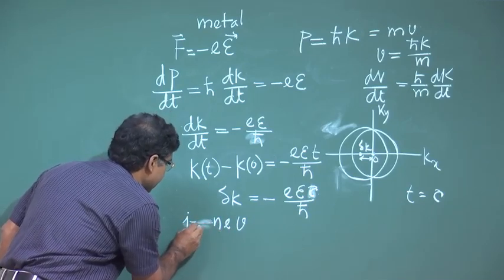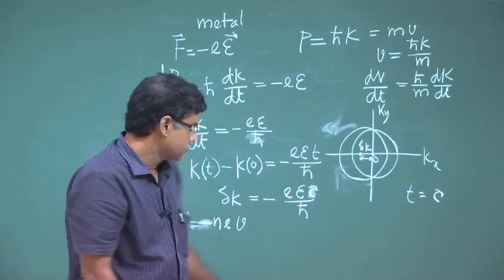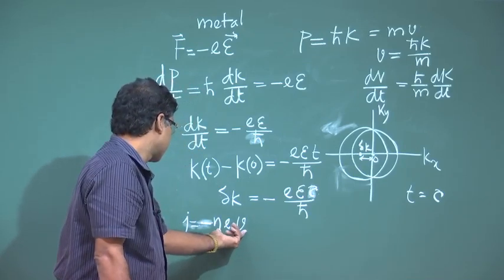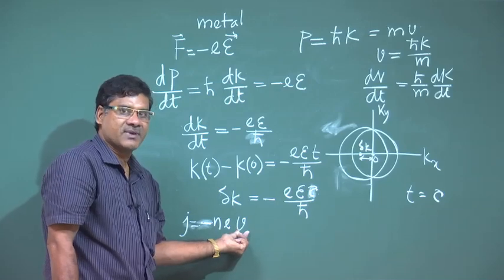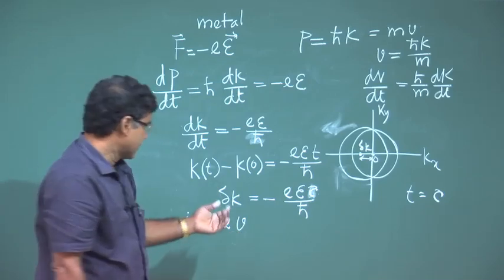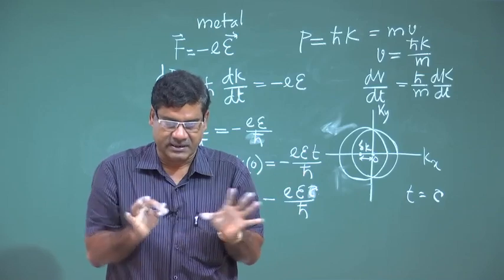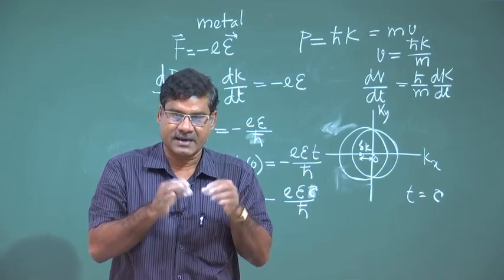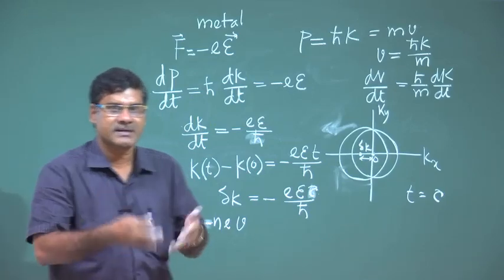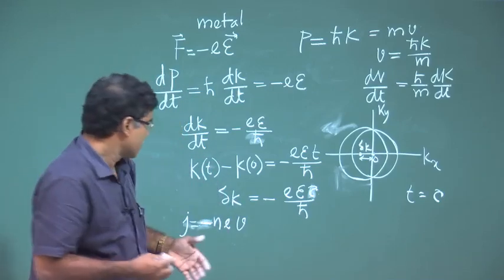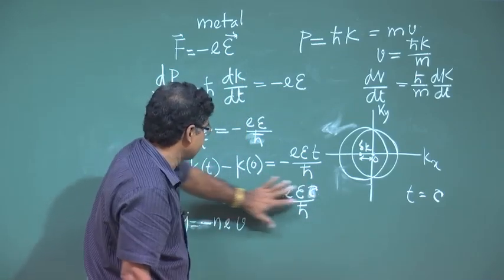So, J equal to minus N E V, that will be the charge density times velocity. Here V is important. This V is generally called drift velocity, and we get it because of applying the electric field. Before applying electric field, the net velocity is 0. After applying electric field, the carrier will move in one direction, overcoming the friction, the collision, in steady state. We can get this V from here, because here the collision is considered.